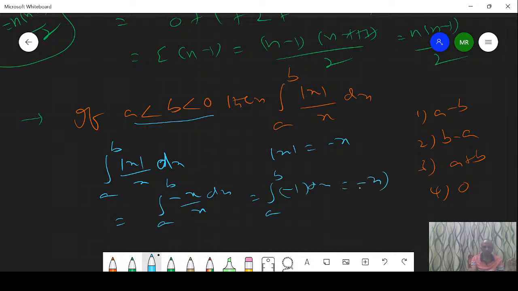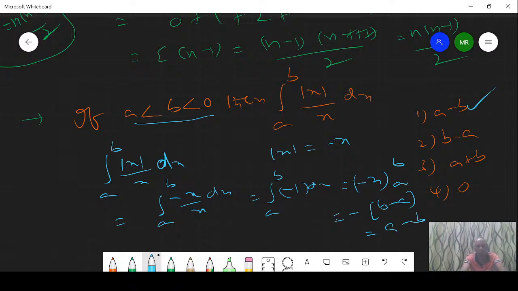So this will be minus x, apply the limits a to b. Sir, this is written wrong here. The limits are a to b. You can write now, when I write this, minus of (b minus a), it will become a minus b. Answer is a minus b.